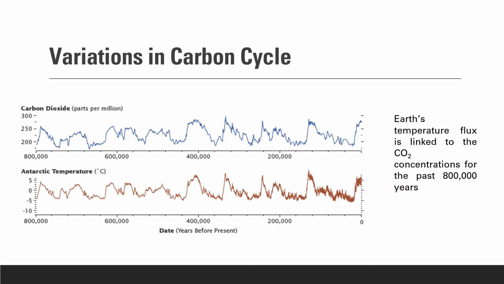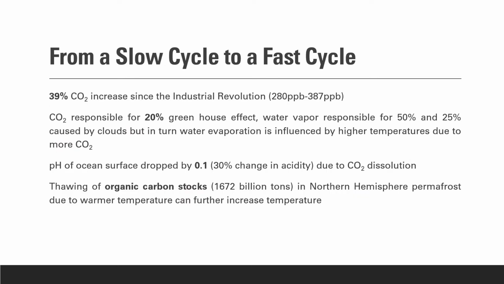There has been a flux or variation in the Earth's carbon cycle, as suggested by historical ice core data analysis, and the rise in the Earth's temperature can be linked to the rise in carbon emissions. The present scenario is a little different, as for the first time in the history of the Earth, human beings are responsible for this change due to the increase in carbon emissions. We see a gradual shift from a slow carbon cycle to a faster carbon cycle. It has been seen that at least 39% of carbon dioxide has increased since the start of the Industrial Revolution.